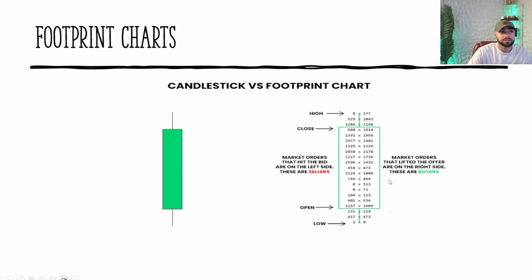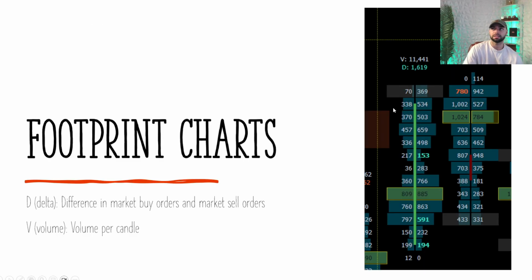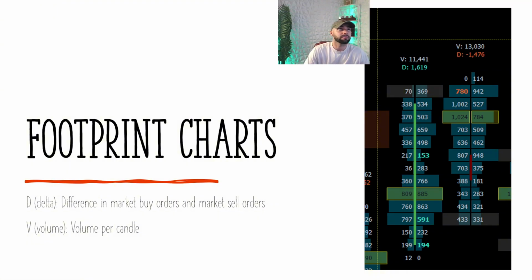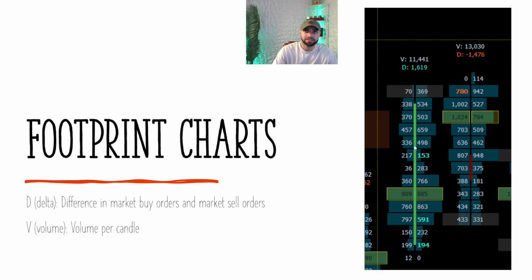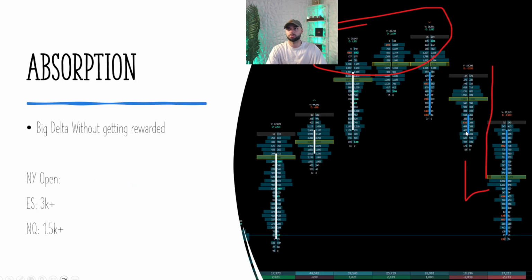A footprint chart candlestick will give us on the left-hand side all the sellers, all the market orders hitting the bid. On the right-hand side, it'll give us all the market orders hitting the ask, which are the aggressive buyers. It would also give us the delta, the difference. It adds up and subtracts all the aggressive buyers and sellers, and it gives us the delta. If it's positive delta in this candle, whatever time frame you have, it was 1,600 more aggressive buyers than sellers, and this candle was negative 1,400. So that means there's 1,400 more aggressive sellers than buyers. It also gives you the volume per candle, which is pretty cool.